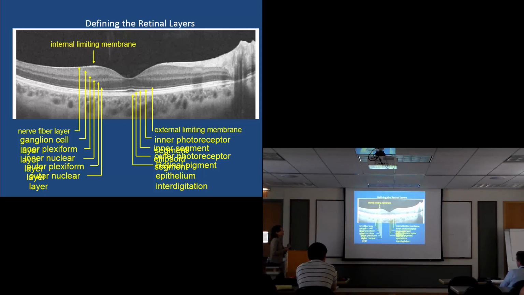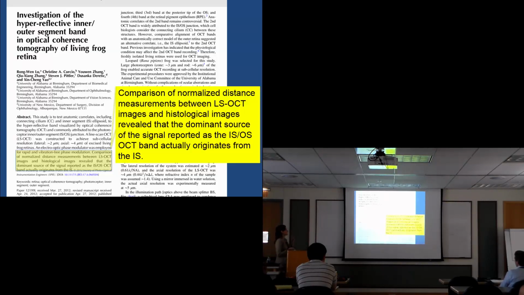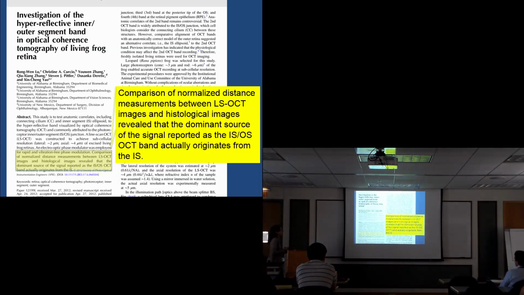The external limiting membrane is not a true membrane, but just tight junctions between the photoreceptor cells. And then the integrity of the outer segments is really where people are focusing now to understand disease. So as much as these images and technology are developing, so is our understanding of the different layers. And what's interesting is every 3 years or so, these layers get renamed. So hopefully we'll be able to figure out exactly what we're looking at with each layer.